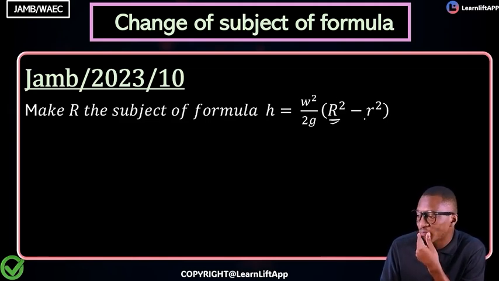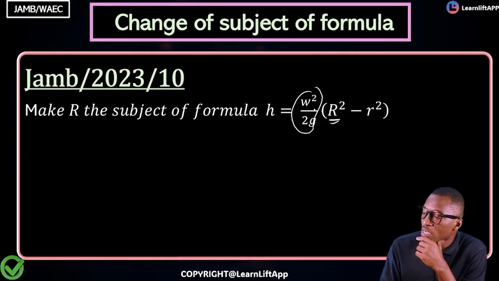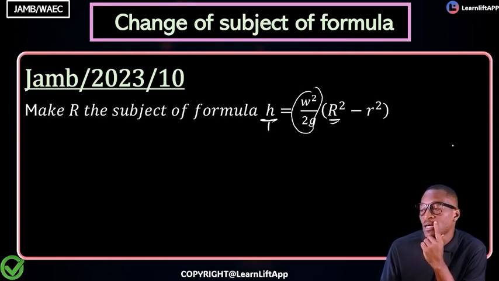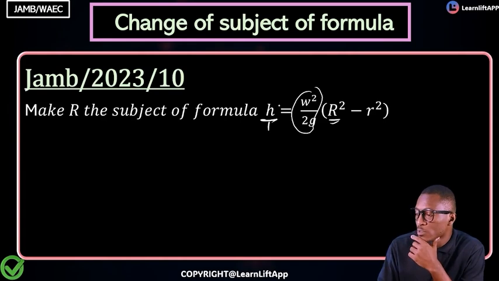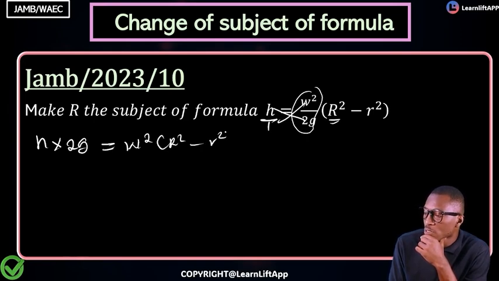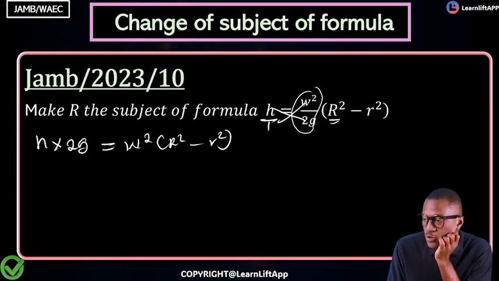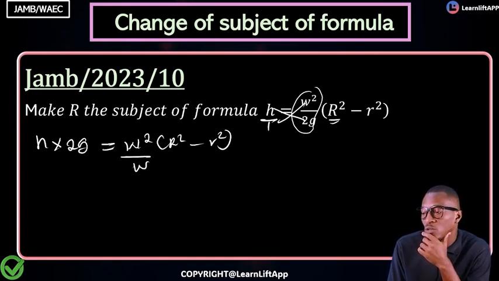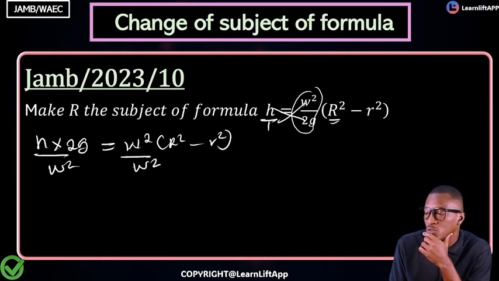So how do we solve this? There are many ways we can do it. First, we can remove this fraction here, or we can put this here and we cross multiply. Are you seeing that? So let's cross multiply. So this now becomes h times 2g is equal to w squared into R squared minus r squared. For us to remove this, let's divide both sides by w squared. w squared divided by w squared, so w squared will cancel this.